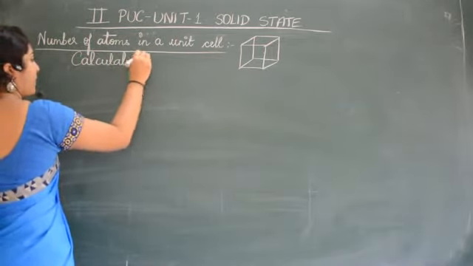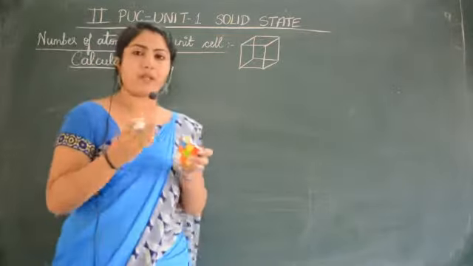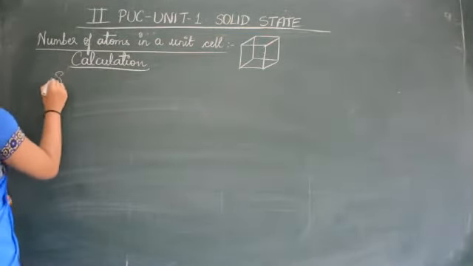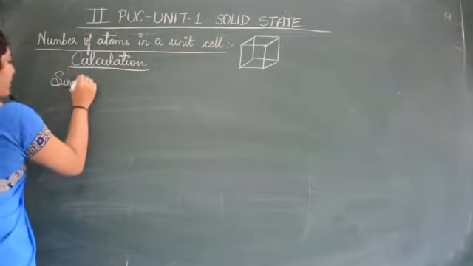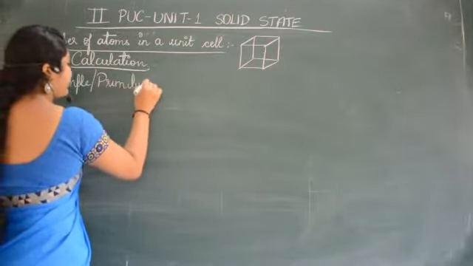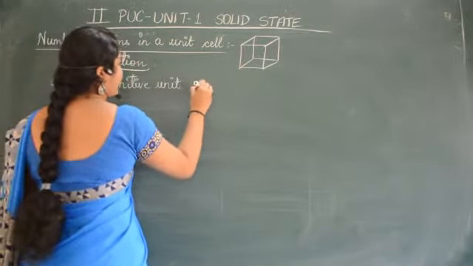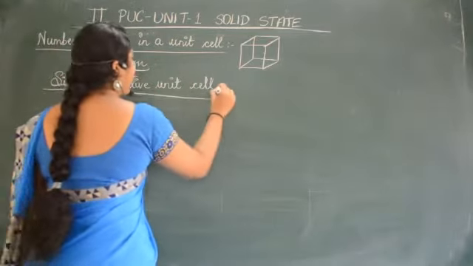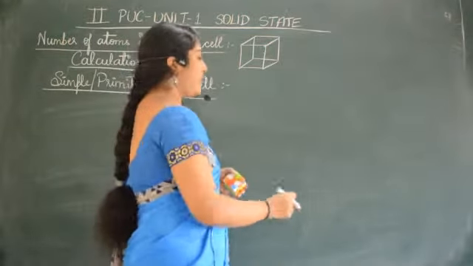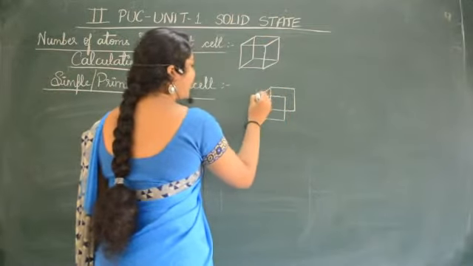Calculation. What are we calculating? We are calculating the number of atoms in a unit cell. In a particular unit cell, how many atoms are present. Now let us start with the simple unit cell, which is also called the primitive unit cell. In the case of a simple unit cell, what is it? This is actually a picture of a cube. Now let me take the simple unit cell separately. This is a cube.